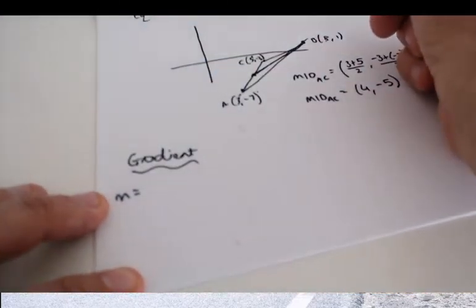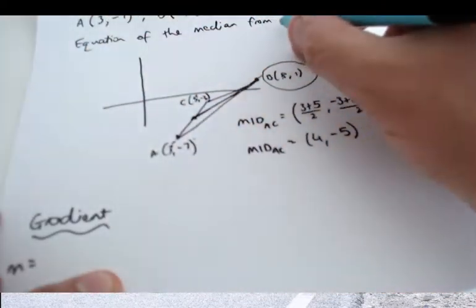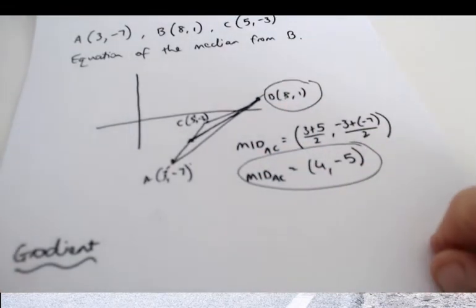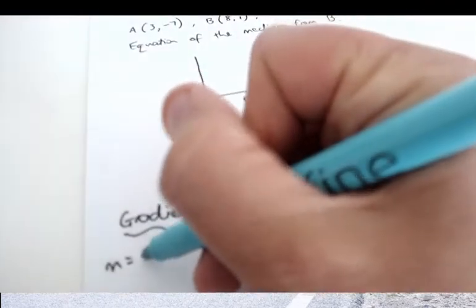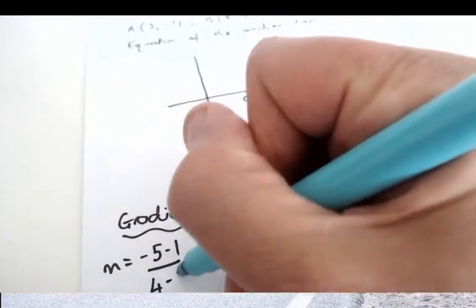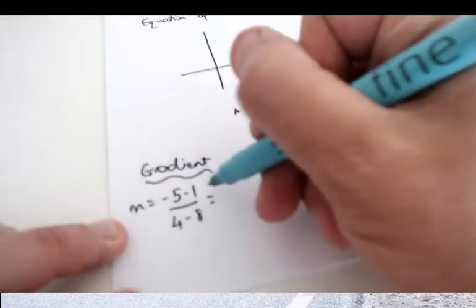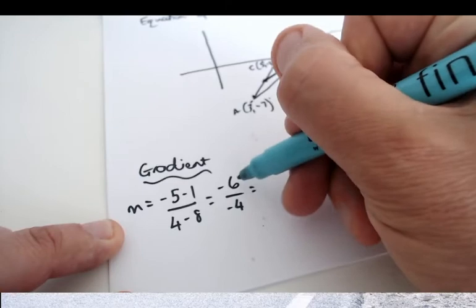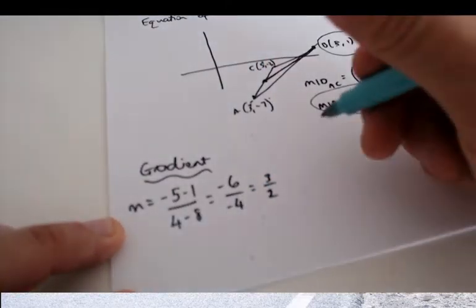Okay, so remember I'm using this point here, point B, equation of the median from B, and I'm going to use the midpoint. That's what I need to find the gradient of. So I'm going to do -5 take away 1, 4 take away 8. Remember, for the gradient I'm just using y2 minus y1 over x2 minus x1. So -5 take away 1 will give me -6, 4 take away 8 will give me -4, 6 over 4 will become 3 over 2, and the negatives will cancel. So my gradient is going to be 3 over 2.